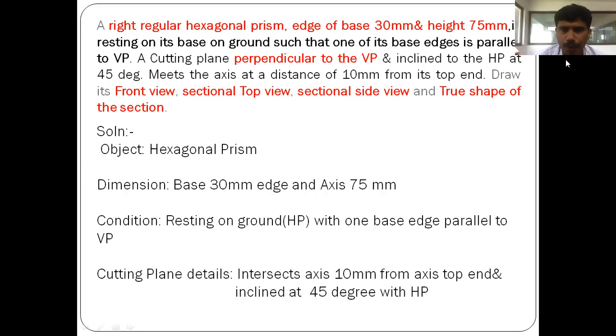This point is very important. It tells how the object is positioned in the quadrants. A cutting plane perpendicular to the VP and inclined to the HP at 45 degrees. These statements give the details of the cutting plane.